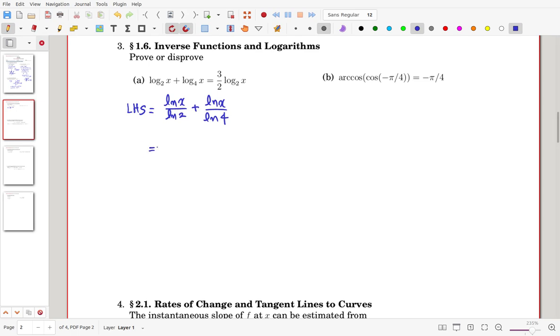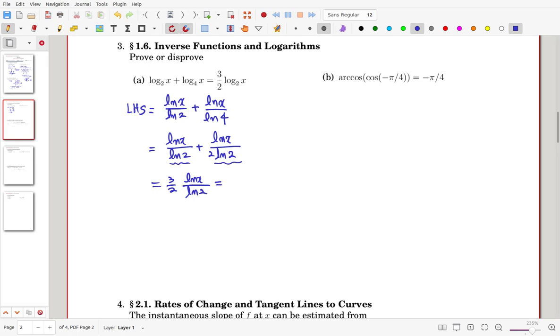Okay, we rewrite it. So it's natural logarithm x over natural logarithm 2, plus, since 4 is 2 squared, the 2 can come out by using the power rule. And so that's natural logarithm x, the same numerator, over twice the natural logarithm of 2. So we have this quantity and half of that. So the total is 3 over 2 times natural logarithm x divided by natural logarithm of 2.